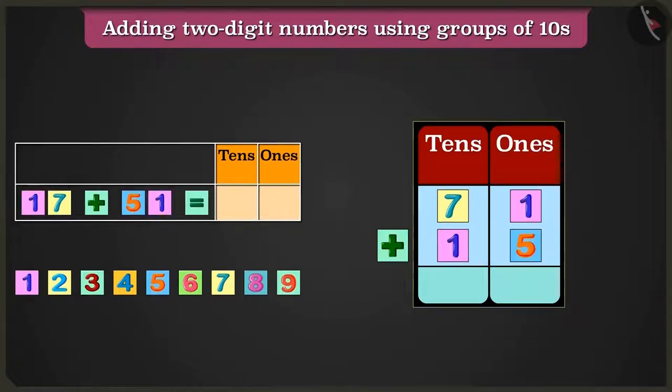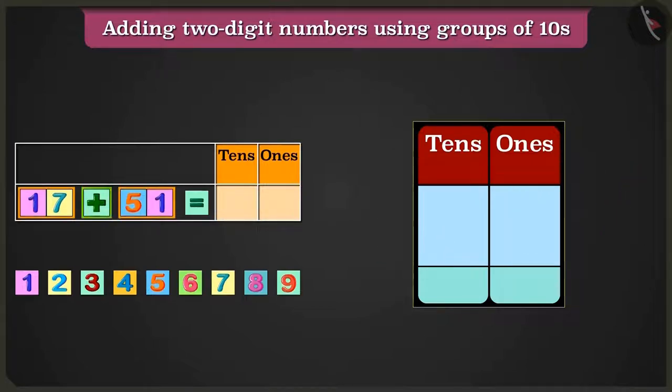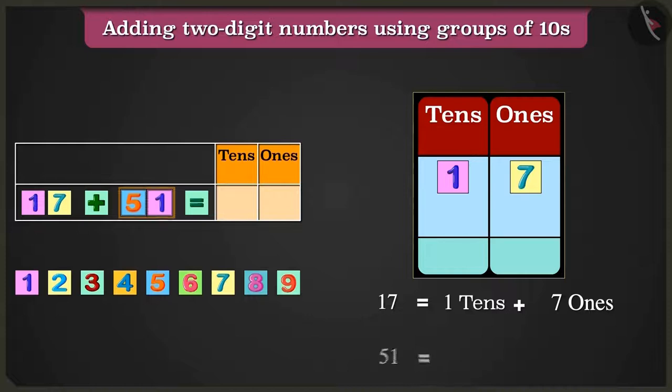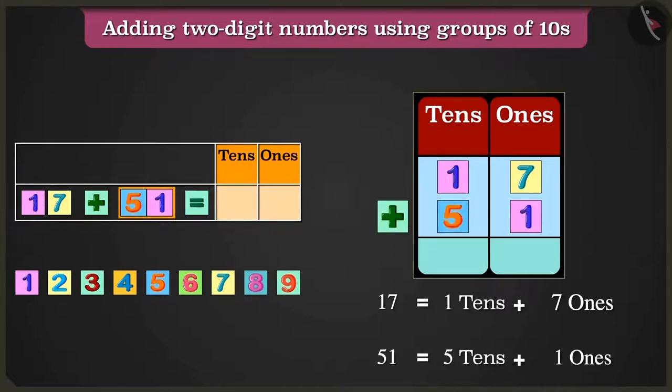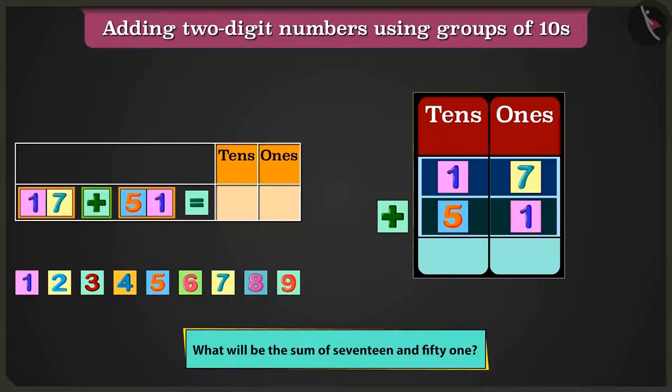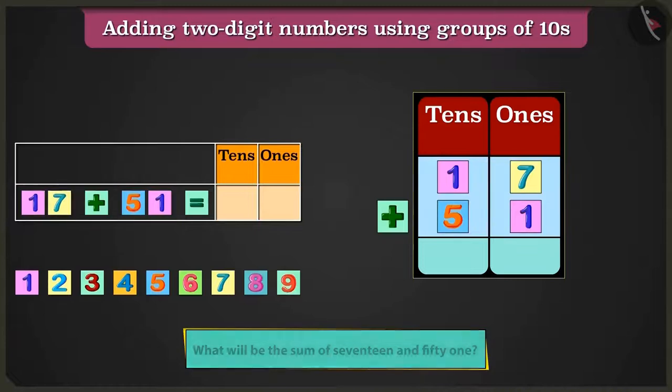Hey, Greeny, not like this. Let me explain. We have to add 17 and 51. So, 17, that is 1 tens and 7 ones, along with 51, that are 5 tens and 1 ones. Now, can you tell me what will 17 and 51 add up to?